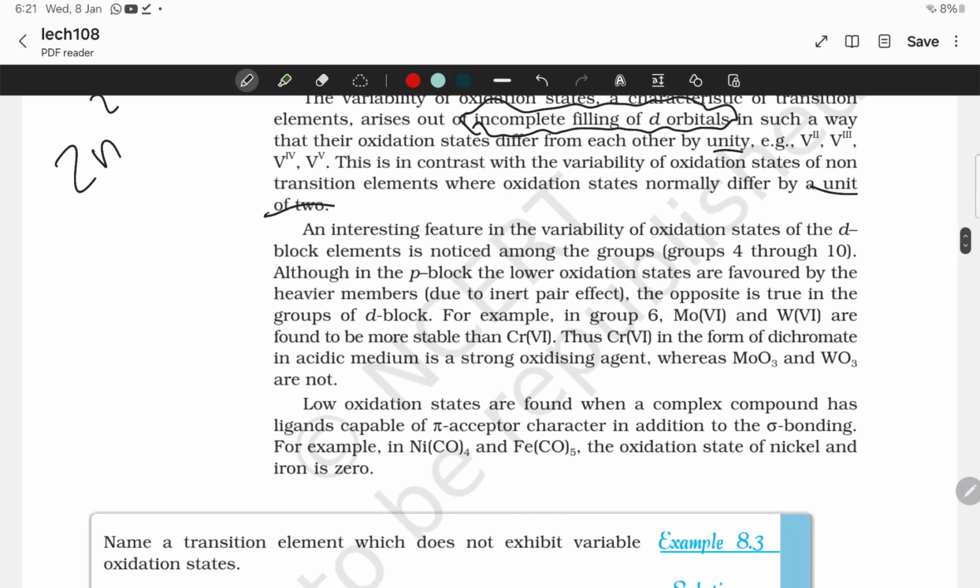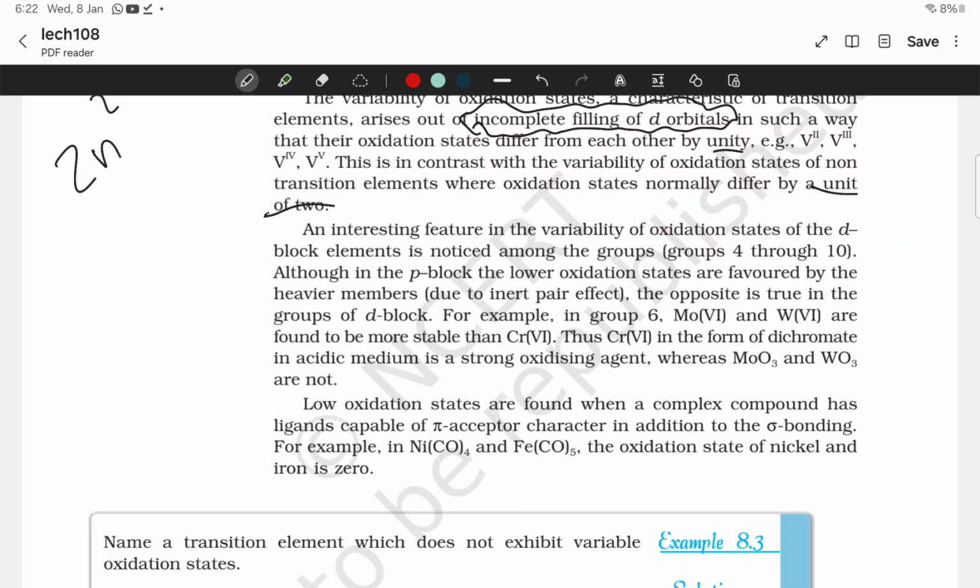An interesting feature in variability of oxidation state of d block elements is noticed among groups 4 through 10. Although in the p block the lower oxidation states are favored by the heavier members due to the inert pair effect, the opposite is true in the groups of the d block. For example, in group 6, molybdenum 6+ and tungsten 6+ are found to be more stable than chromium 6+. Thus chromium 6+ in the form of dichromate in acidic medium.